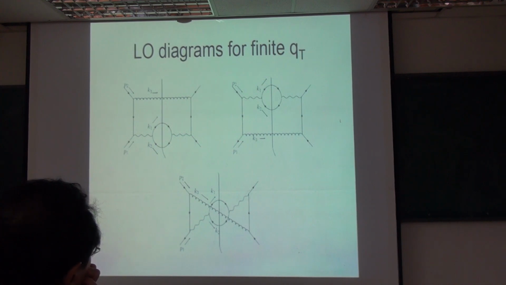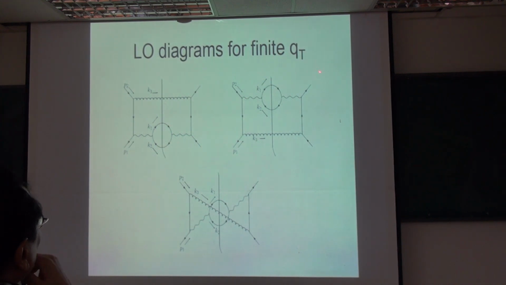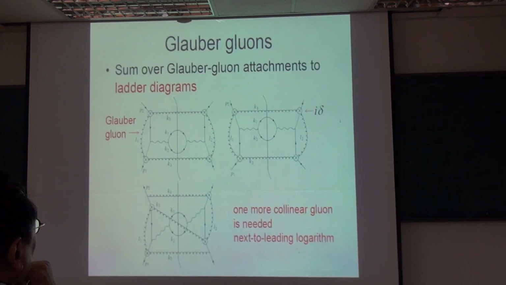Okay, now, this is a leading order diagram that I showed you for finite QT. I emphasize for finite QT. If there's no QT and we don't have the third parton, then everything will not occur. So we should have something back to normal. So these are the leading order diagrams for finite QT. We have the third parton here, or vacant. This third parton can change with this electron pair. So what we need to do is then we sum over the Glauber gluons.